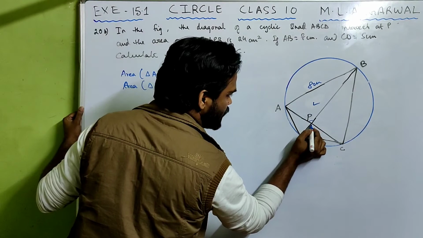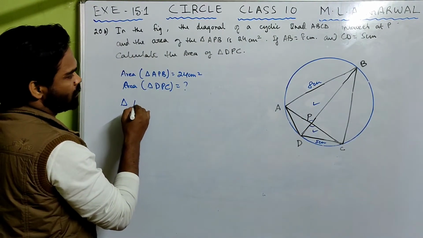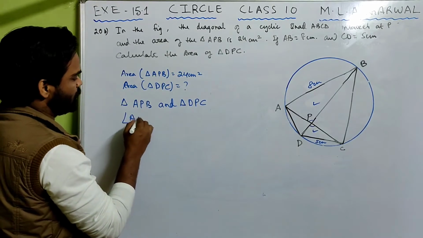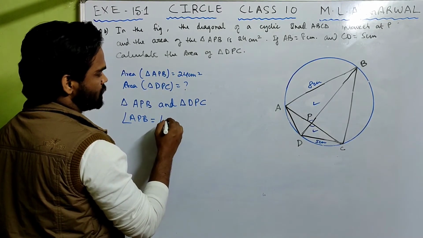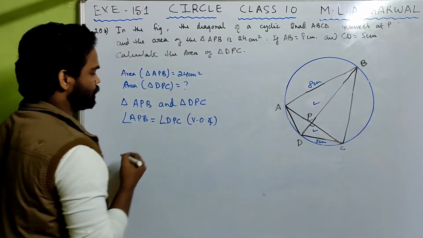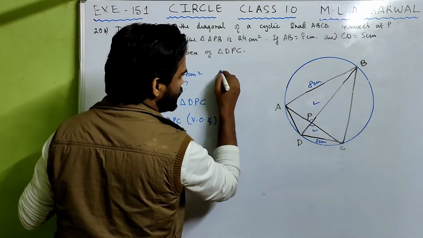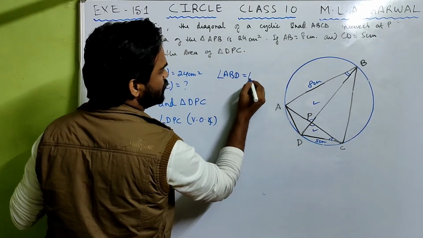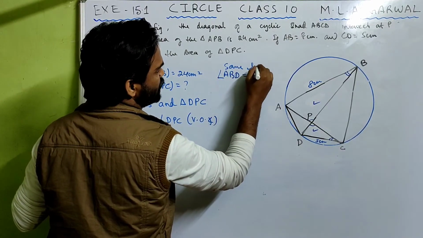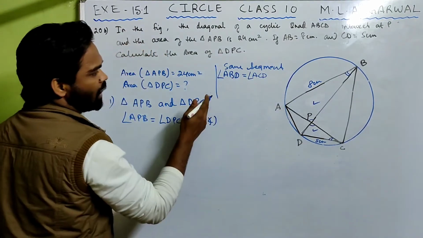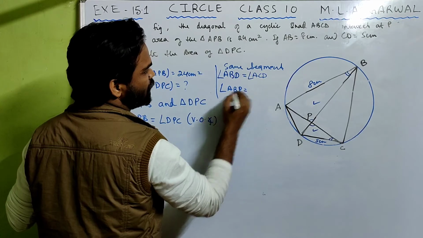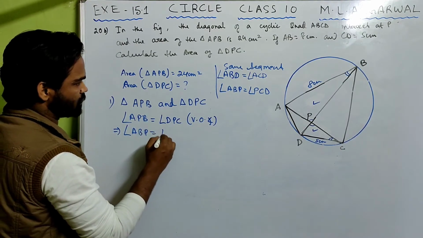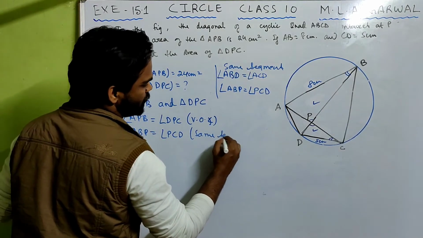First of all, if you look, this angle and this angle will be equal. In triangle APB and triangle DPC, if you look, angle APB is equal to DPC. Why? Vertically opposite angle. Okay, now look carefully. Angle ABD, which means this angle ABD, will be equal to ACD, this angle ACD, same segment, isn't it? Look carefully, the segment is AD, same segment. Angle ABD can be written as ABP and ACD can be written as PCD. So we can say that angle ABP is equal to PCD, same segment, isn't it?